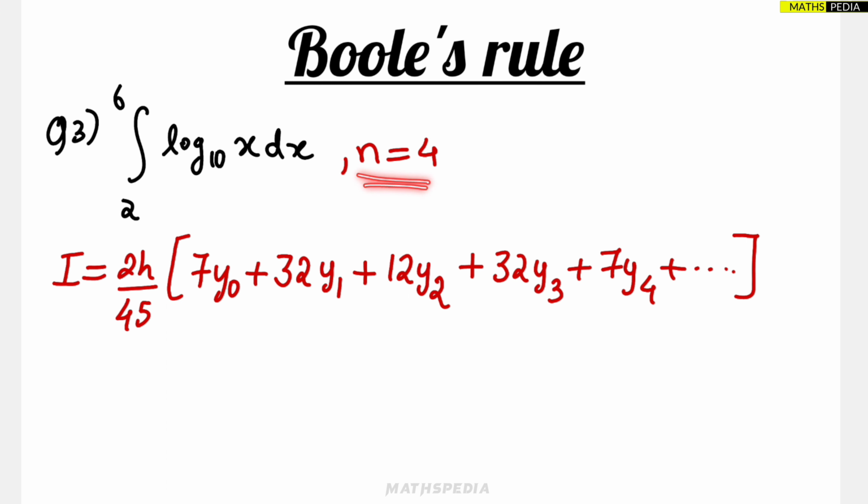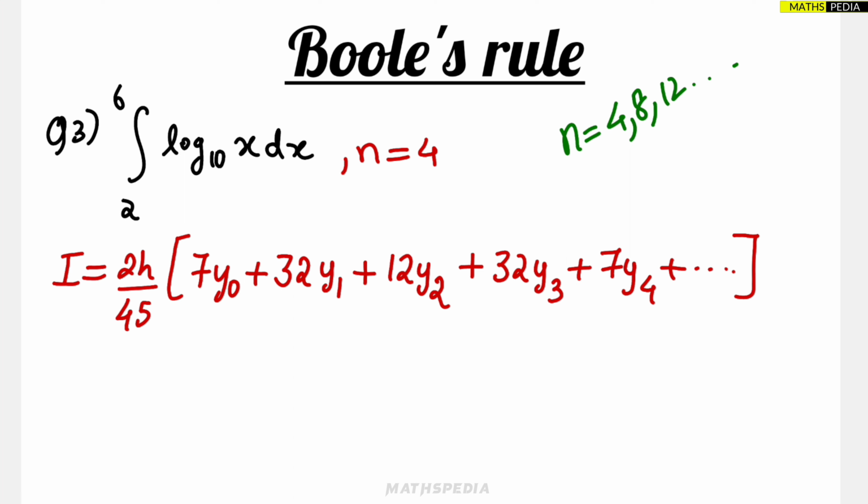Now n is equal to 4. As I said, we have discussed before that the restriction of Boole's rule is that n should be a multiple of 4: 4, 8, 12 and so on. But 4 is suitable because it is a lower value and the calculations and steps will be reduced. So it is better to go for 4 as the interval in Boole's rule.